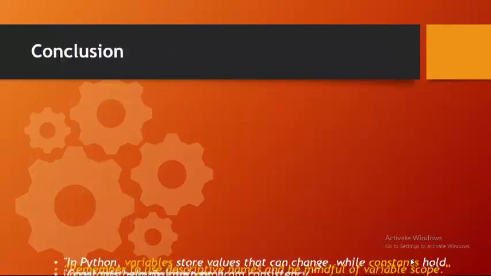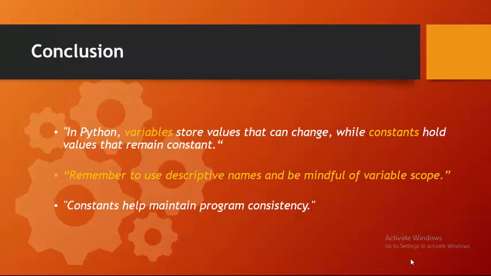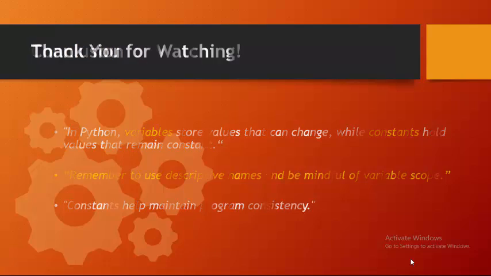To sum up, variables are used to store values that can change during program execution, while constants hold values that should remain the same. Python makes working with variables easy by automatically determining their type, and constants can be simulated using naming conventions. Remember to choose meaningful names for your variables and constants and be mindful of their scope to avoid potential bugs. And always aim for clarity and consistency in your code.